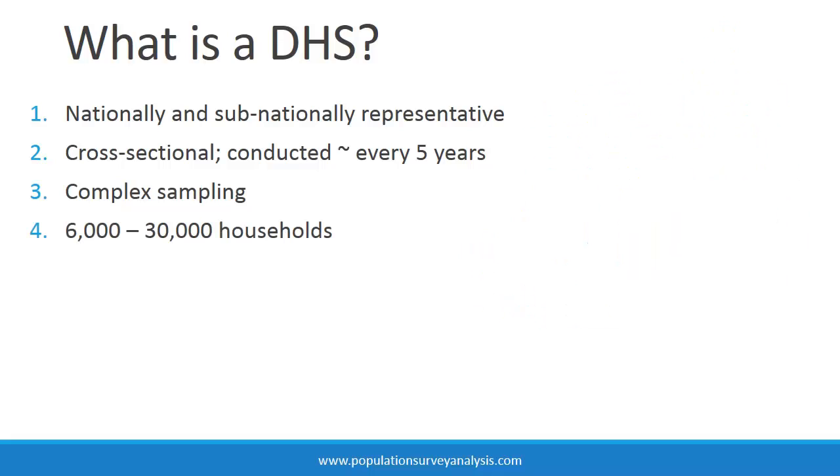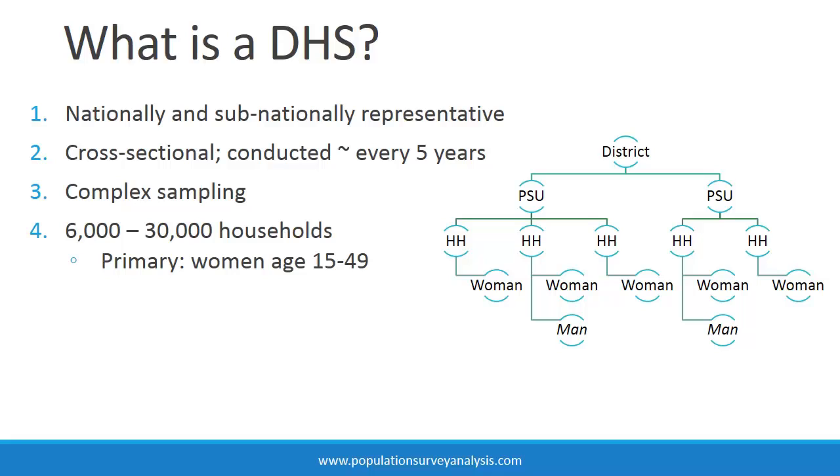In a typical DHS, 6,000 to 30,000 households will be sampled across the country. In the selected households, all women aged 15 to 49 are invited to complete an interview. In many countries, a subsample of households also include male respondents aged 15 to 59.